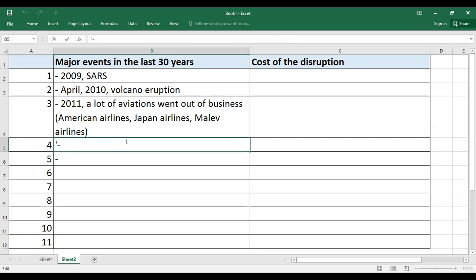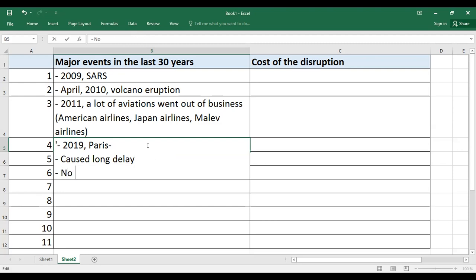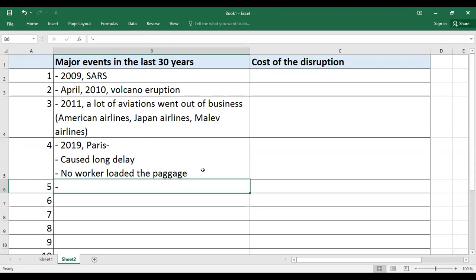I myself had one experience in December 2019. I traveled from Paris to Prague, from Charles de Gaulle. On that day, all the workers of the airport went on strike. The first delay was 6 hours already, and then we boarded. However, once on the aircraft, there was another delay of 4 hours because no worker loaded the baggage on the aircraft. The captain himself had to load the baggage with others. And when the captain announced that we would fly, all the passengers on the aircraft might have disappeared, because after so long a wait, that's my own experience in 2019.